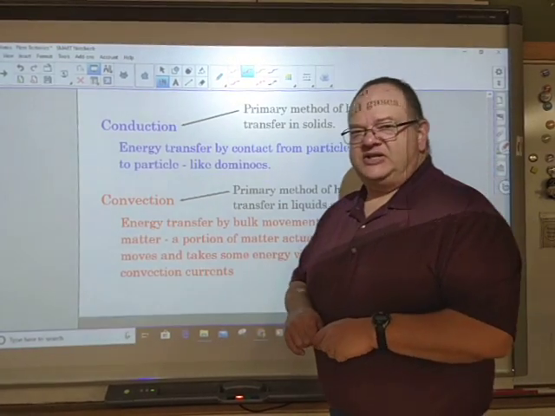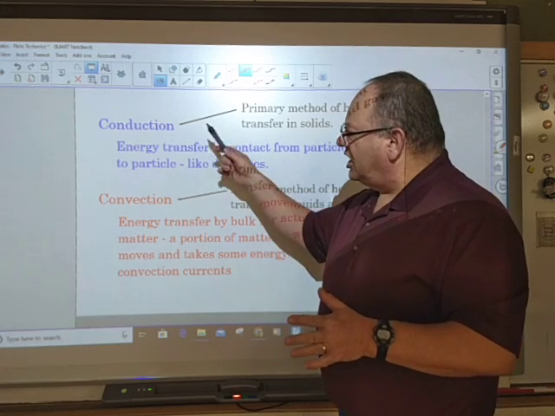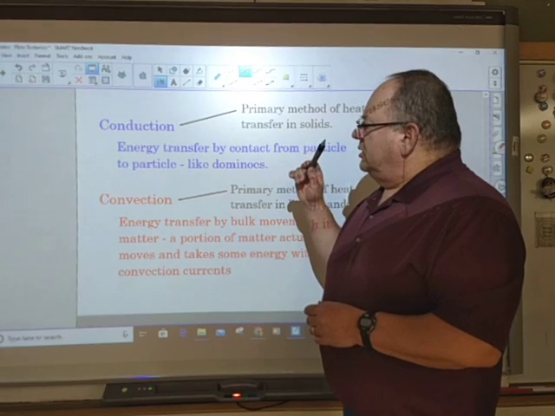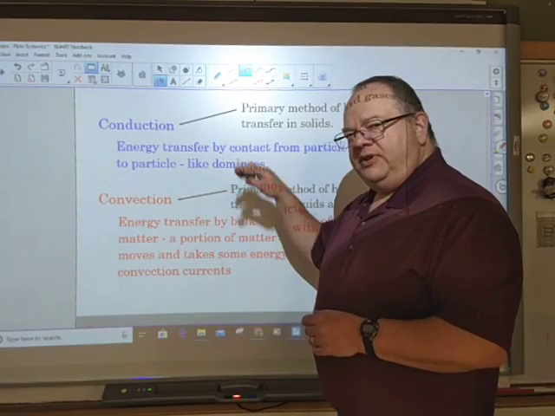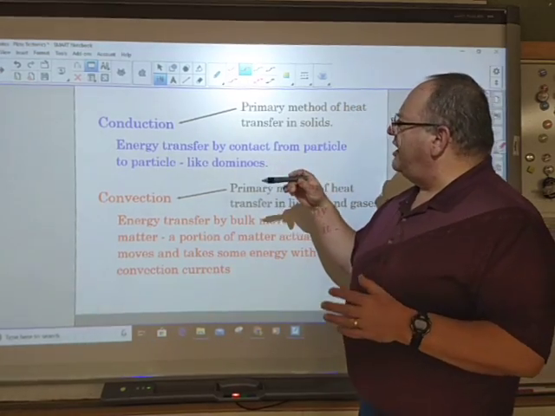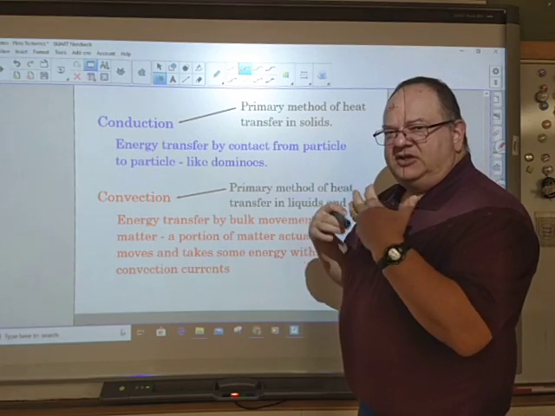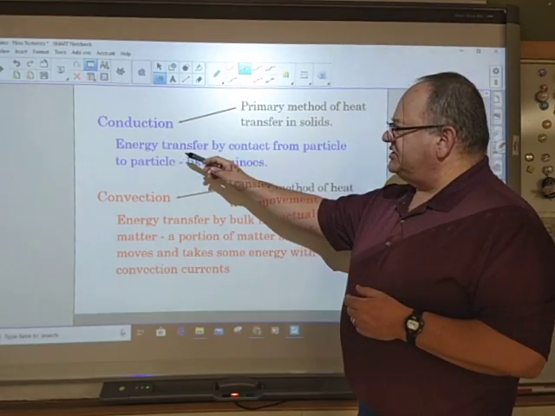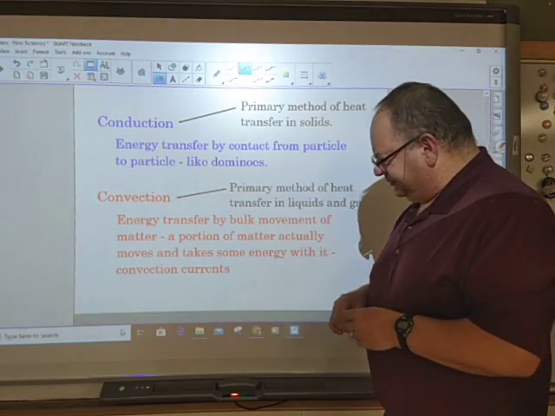Okay, another basic thing. We're going to talk about some energy transfer. We have conduction and convection. Convection is going to be particularly important in what we're about to talk about, but both of these things happen in Earth. So conduction, if you have solids, the primary method for heat to move is by conduction. And it says it's energy transfer by contact from particle to particle, like dominoes.